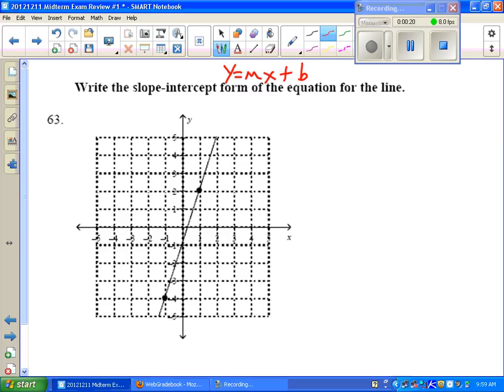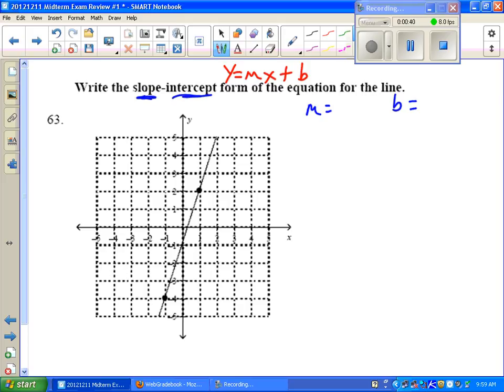A slope-intercept form shows you two things. It shows you a slope, and it shows you an intercept, or more specifically, a y-intercept. So what you need to do is find both of those. You need to find an m value, and you need to find a b value, or a slope and a y-intercept. The slope is probably the easiest thing to find in this equation.